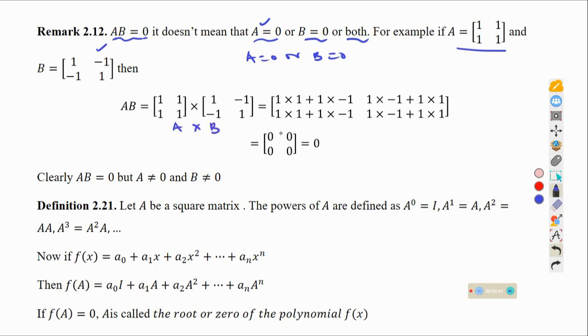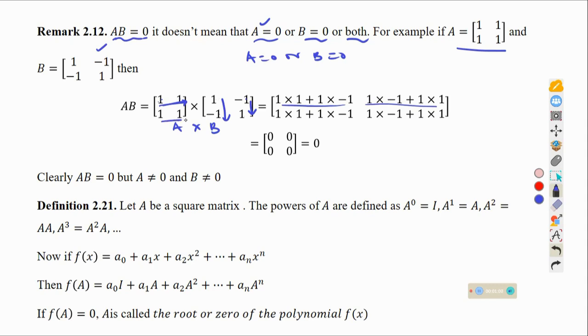Remember the multiplication: we multiply row by column. So we shall multiply this row into this column. So 1 times 1 plus 1 times -1. We have that one there. Then next we multiply this row with this column here. So it will be 1 times -1, and then 1 times 1. So we shall obtain that.